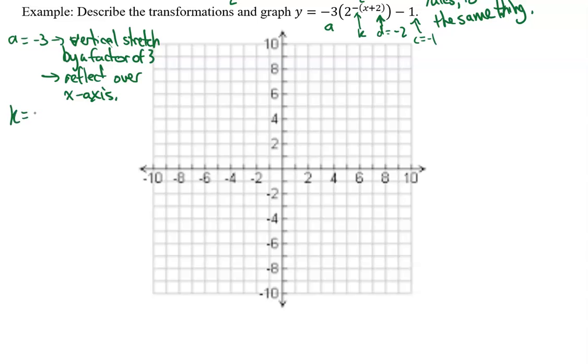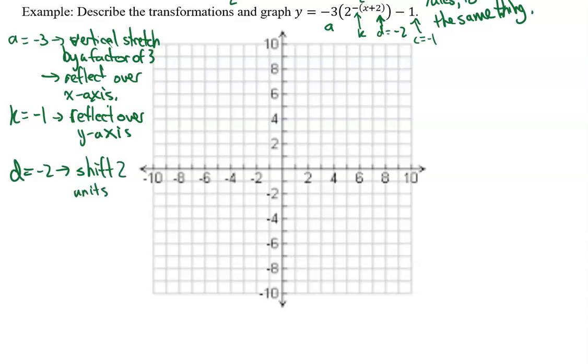The k value is negative 1, and we know that's going to reflect it or flip it over the y-axis. The next thing that's going to happen is a d value of negative 2. We already noted why it had to be negative 2. And what's that going to do? It's going to shift it 2 units to the left. And last but not least, we have a c value of negative 1, which is going to shift 1 unit down.